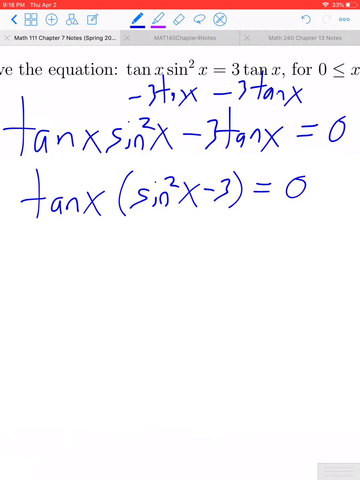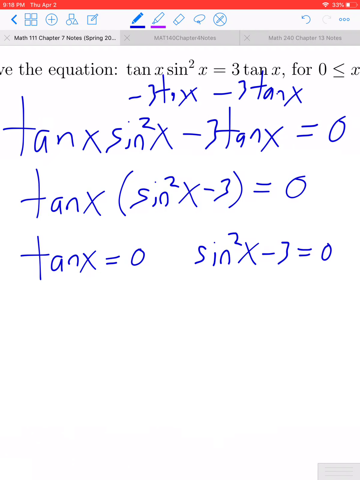We can use the zero product property of the real numbers, which says we can set each factor equal to 0 individually. So we need to solve for where the tangent of x is equal to 0, and where sine squared of x minus 3 is equal to 0. Well, let's take a look at the first one. Tangent of x equals 0, for the solution between 0 and 2 pi.